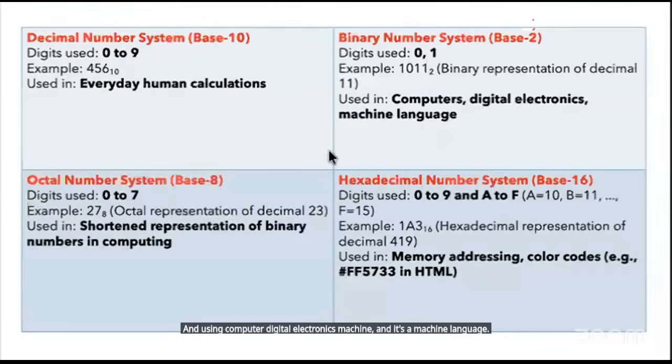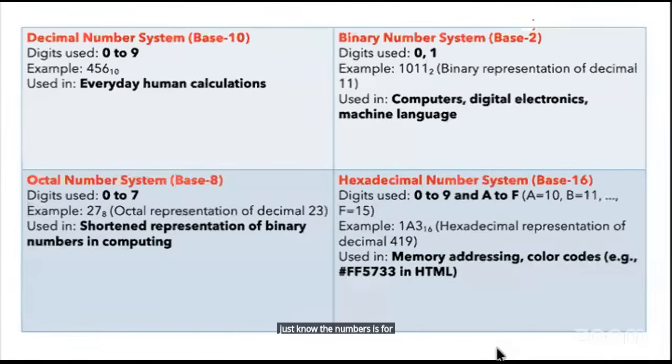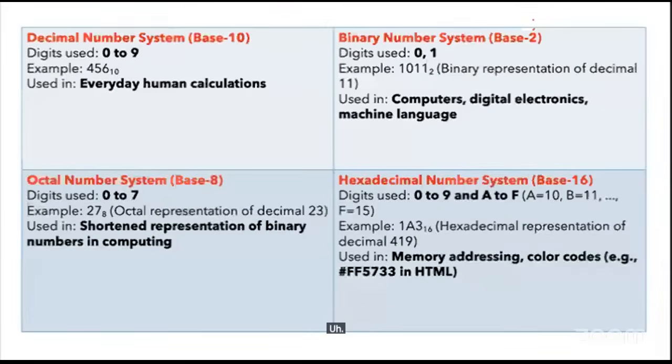You have the octal number, there's a decimal. So the assignment I will give you here is just go and study. Just know the numbers used for them. Like for octal number, know that it's from 0 to 7. Oct means 8. Then the hexadecimal, what number? 0 to 9 and A to F. You can know this. And see the example, how they look like.